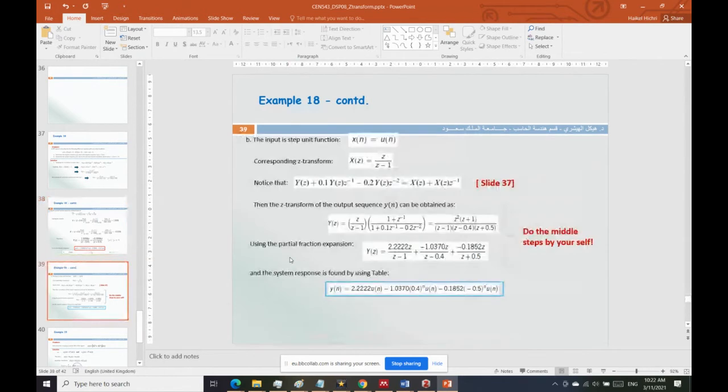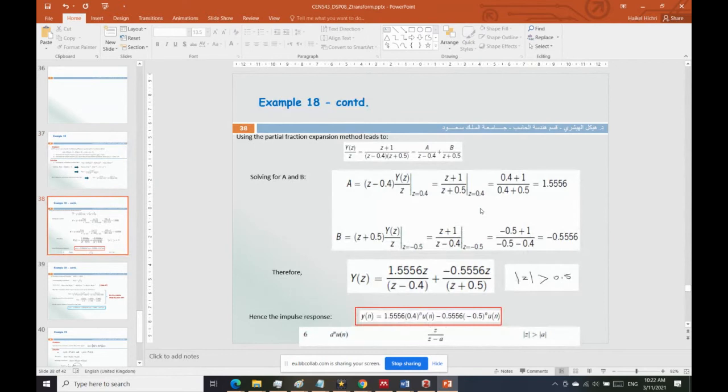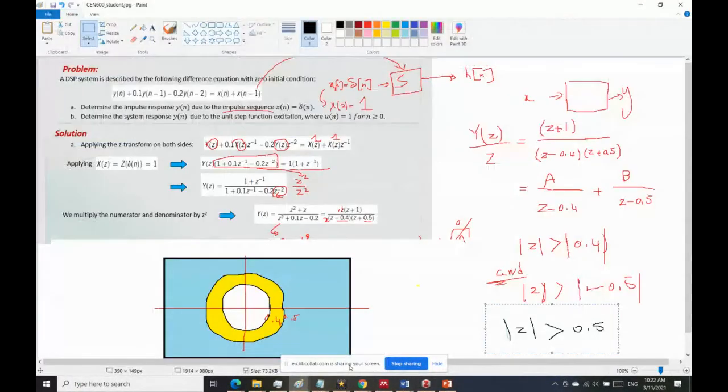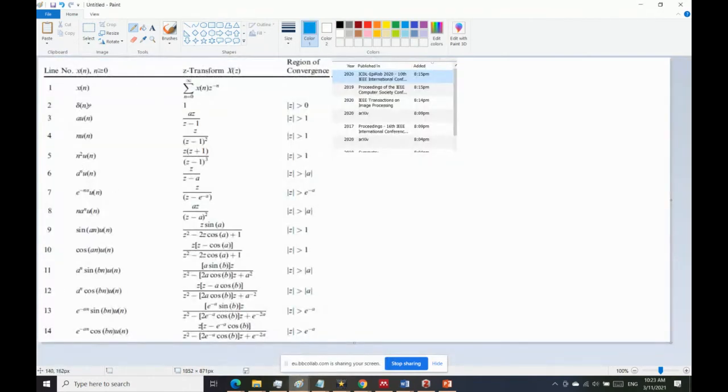Okay, next point, next question. It says determine the system response y[n] due to unit step function excitation. Now we want x[n] = u[n], not delta[n]. So this is part B. Okay, so what is the z transform of u[n]? According to the table it is z over z minus 1, and the ROC is bigger than 1.